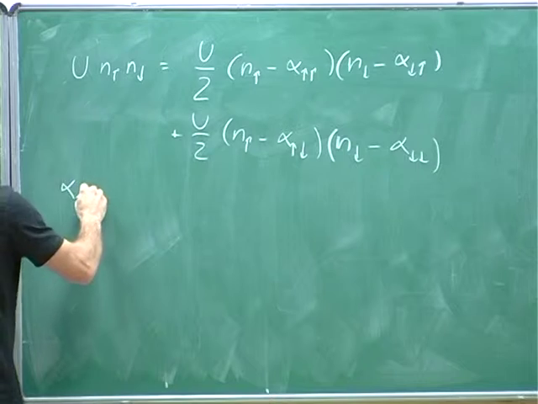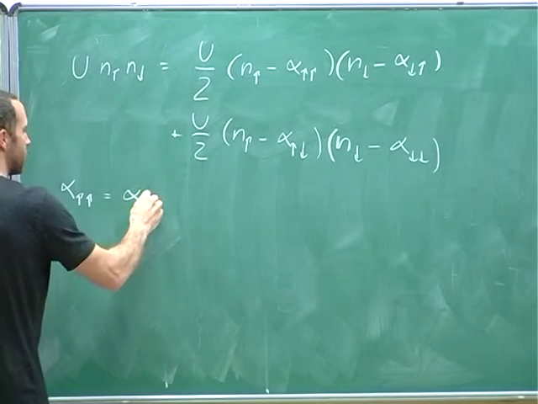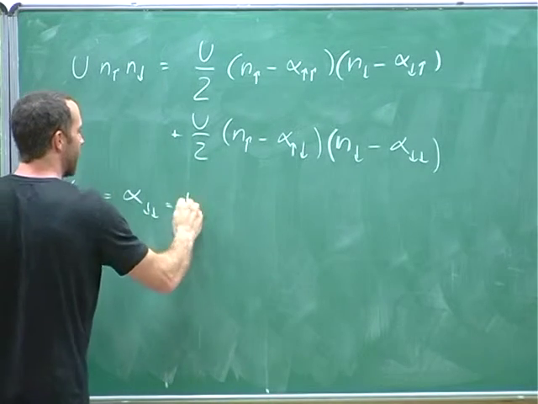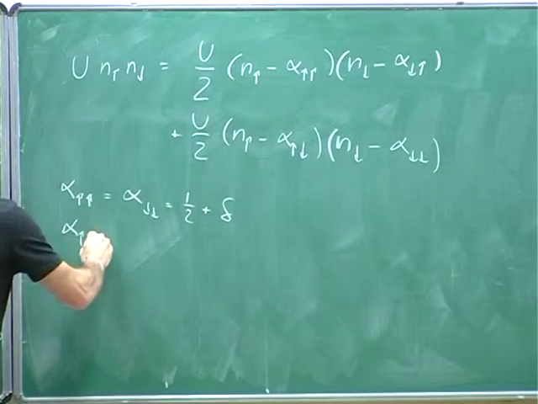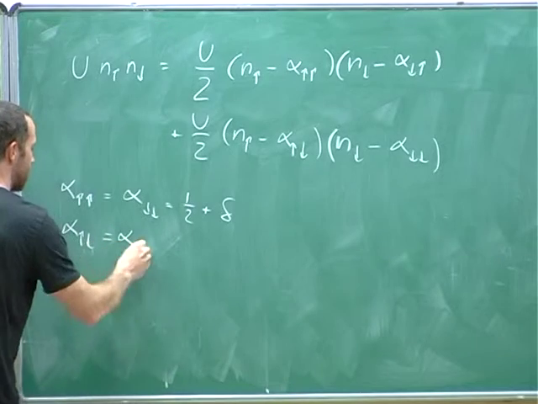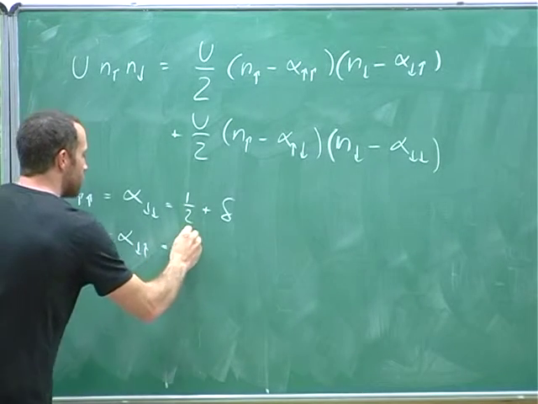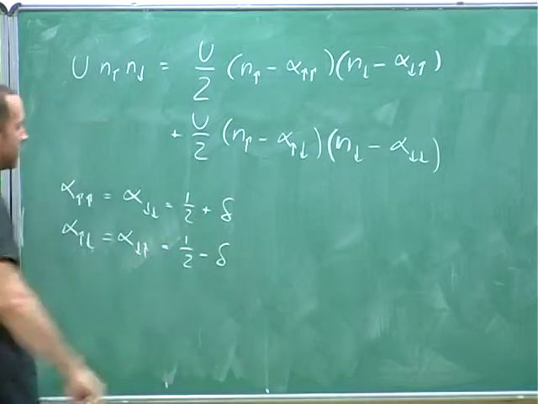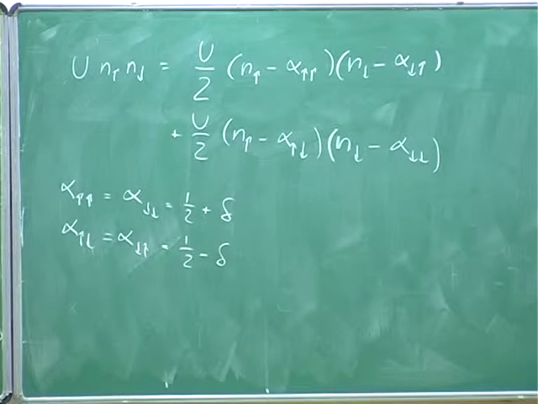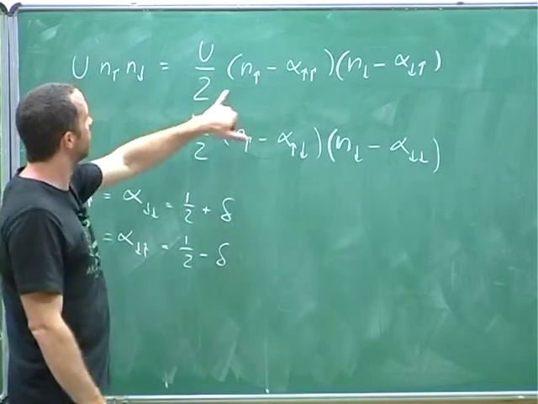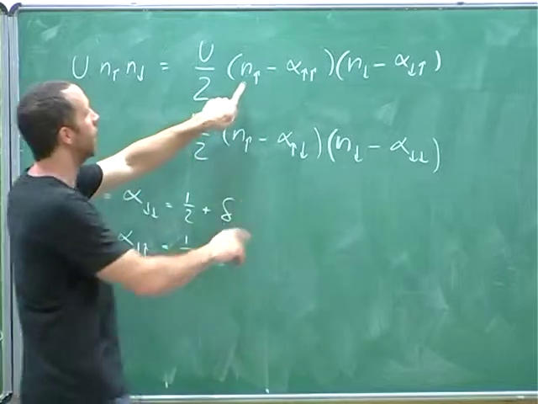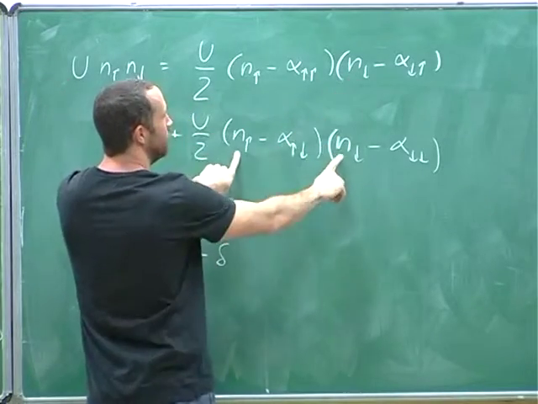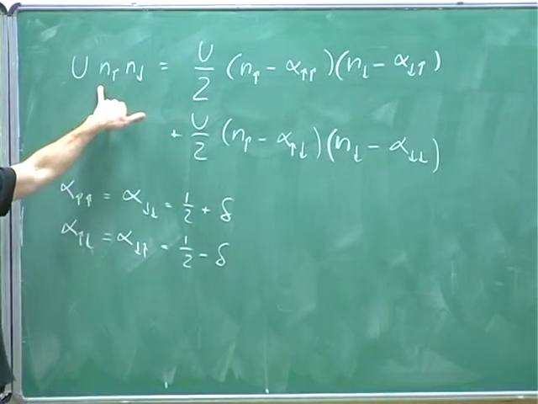So alpha up up, same thing as alpha down down, which is 1/2 plus some delta. And the off-diagonal alphas are alpha up down, same thing as down up, which is 1/2 minus delta. All right? You'll see by doing this, if I look at purely n up and down terms, I have u over 2 here, u over 2 here, so I'm indeed getting this guy here.